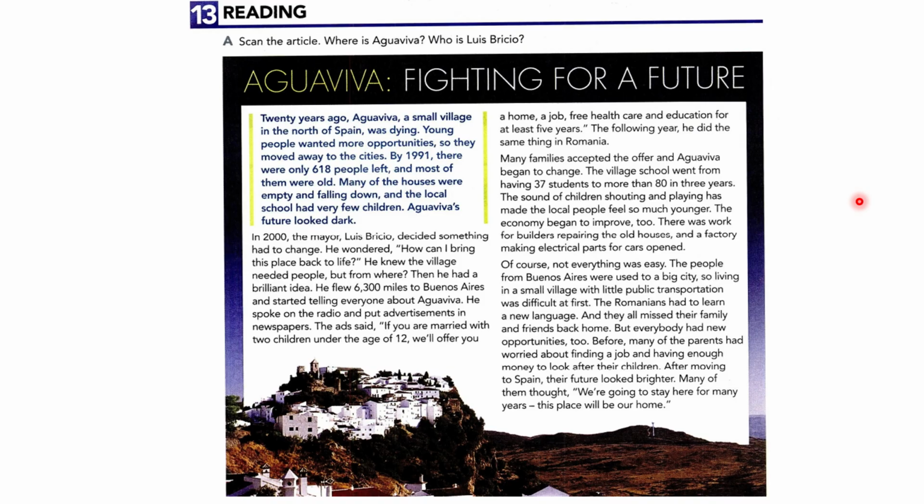He spoke on the radio and put advertisements in newspapers. The ad said, if you are married with two children under the age of 12, we'll offer you a home, a job, and free healthcare and education for at least 5 years. The following year, he did the same thing in Romania.